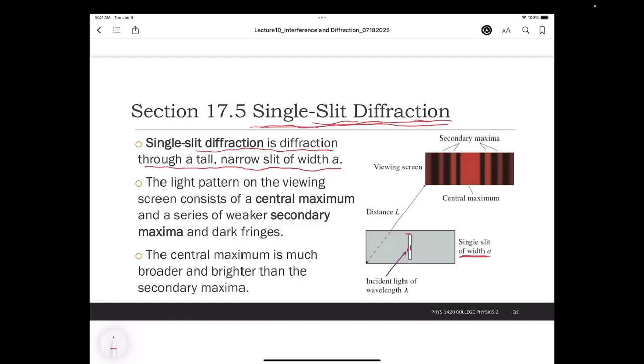The light pattern on the view screen consists of a central maximum and a series of weaker secondary maxima and dark fringes. The central maximum is much broader and brighter than the secondary maxima. This kind of phenomenon we call single slit diffraction.